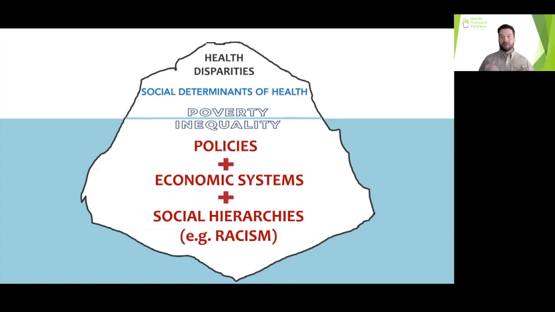But the deeper portion that's much harder to get an analysis of and much harder to see is this structural level. So these policies and systems that are creating these circumstances to begin with that make it so difficult to correct and improve these health disparities and improve health outcomes.